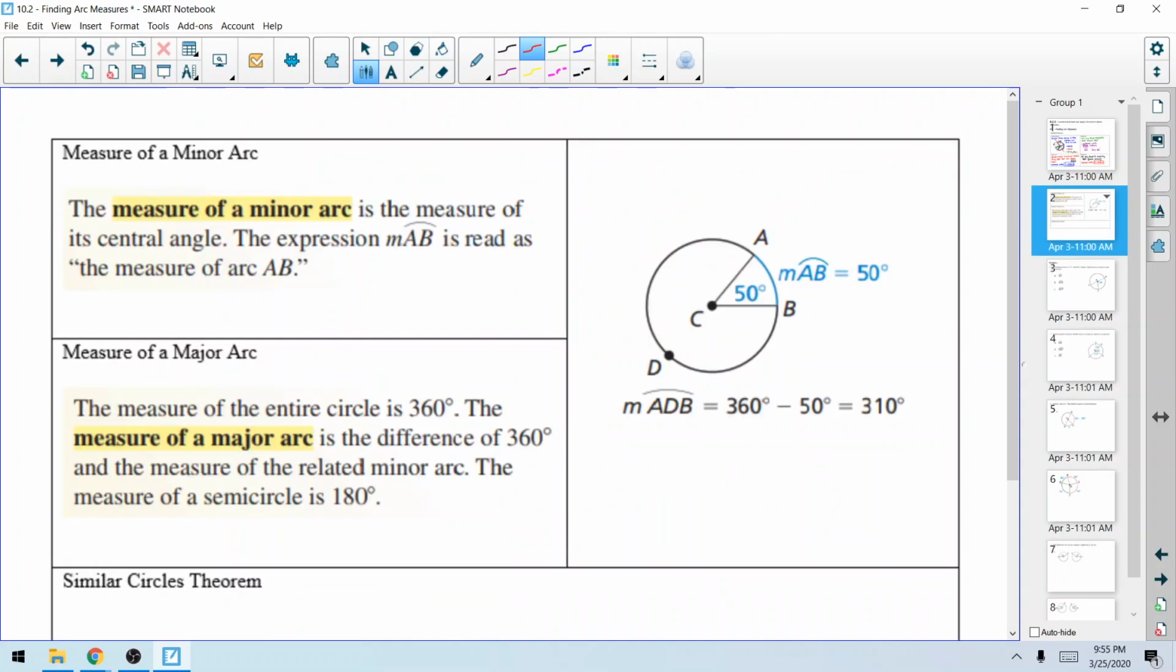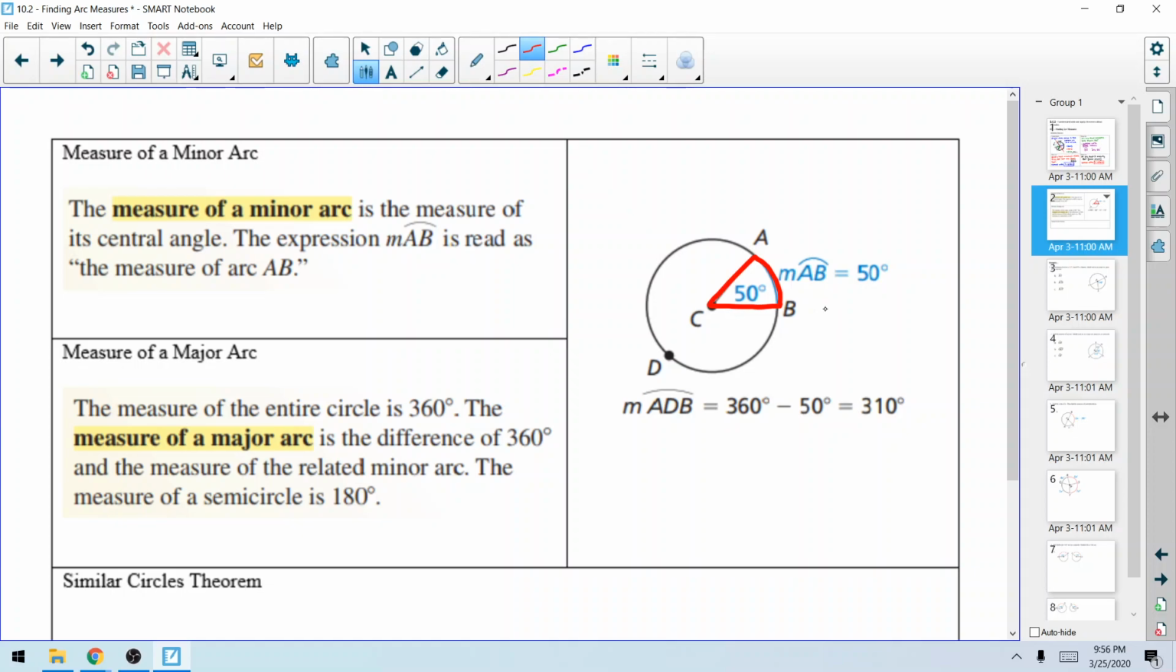So this is more of what I kind of started explaining all together. Measure of a minor arc is the measure of its central angle. The expression measure of AB is read as the measure of arc AB. And what it's telling you here is that if you have this central angle that's 50 degrees, well then the measure of the arc right here, AB, is also 50 degrees. They're the same.